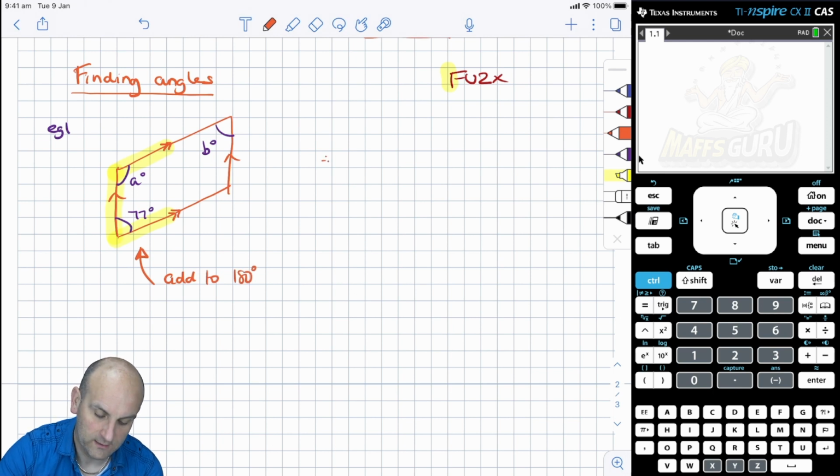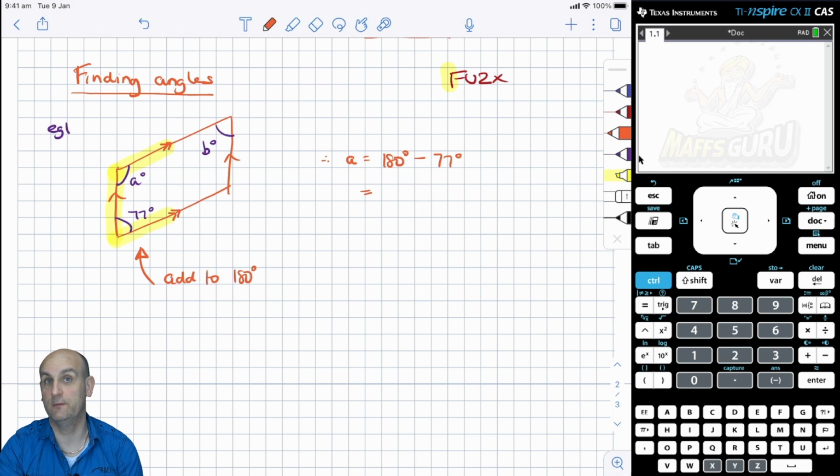So therefore, with my three dots, A would be equal to 180 degrees minus the 77 degrees. Notice how I'm putting down my working out. It is no good in maths just going straight and going, oh, I can work this out, yes? You just must do your working out. It's always given marks in maths.